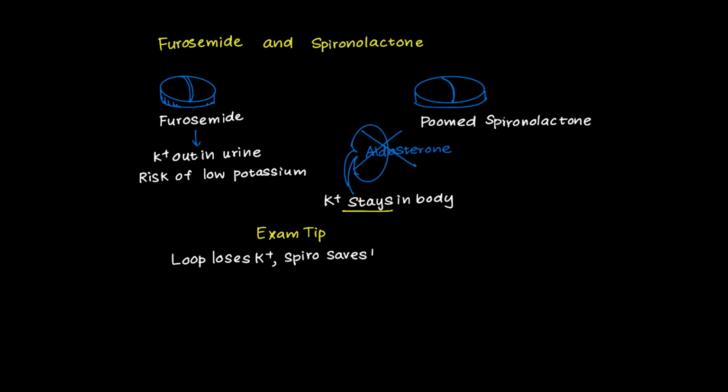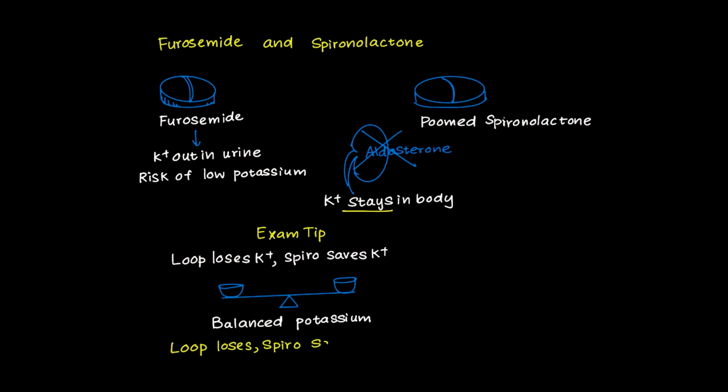Option B is wrong because these two drugs move potassium in opposite directions, not the same direction. Option C is wrong because furosemide lowers potassium, not raises it. Option D ignores well-known pharmacology. Here's a WGU D446 OA exam tip for you. Furosemide loses potassium, spironolactone saves potassium, and together they stay in balance. Recall hook. Loop loses, spiro saves.